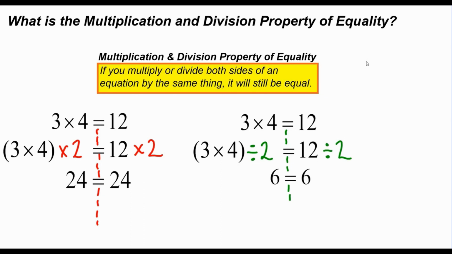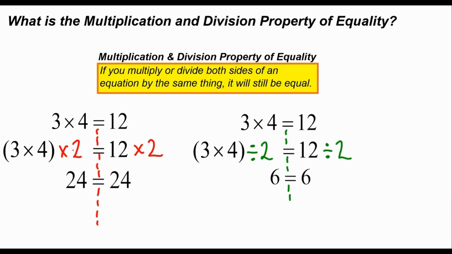So the multiplication and division properties of equality are very similar to the addition and subtraction properties of equality. So this video should be somewhat of a review. If you multiply or divide both sides of an equation by the same thing, it will still be equal, just like with addition and subtraction. So a couple of examples here. 3 times 4 is equal to 12. Hopefully we can all agree on that.